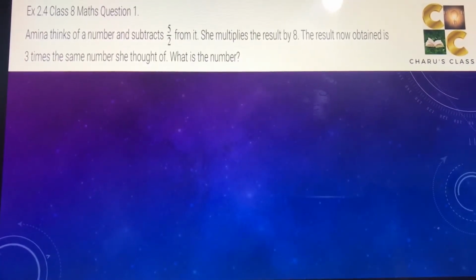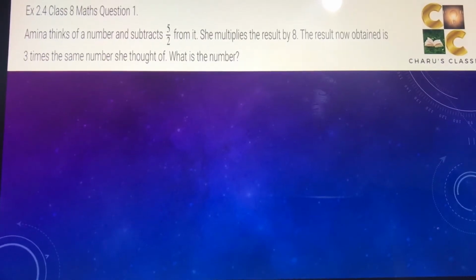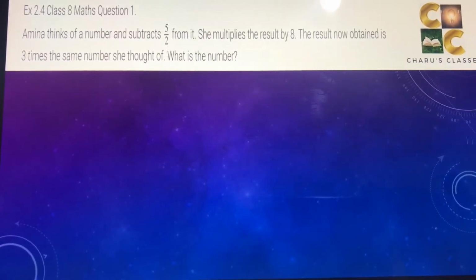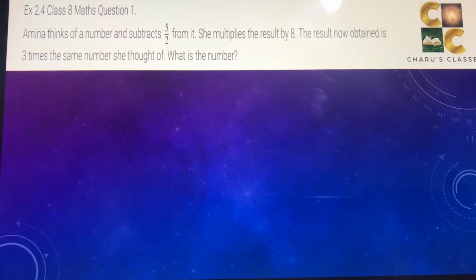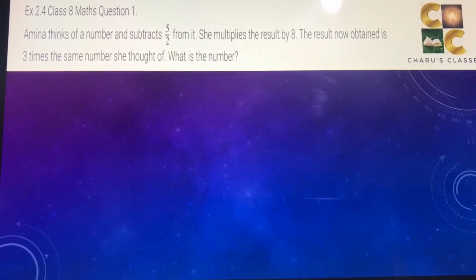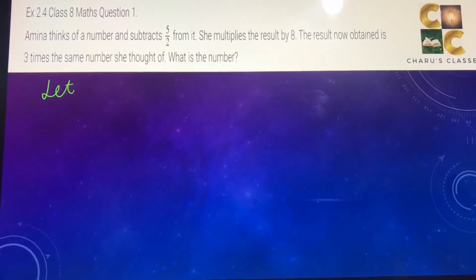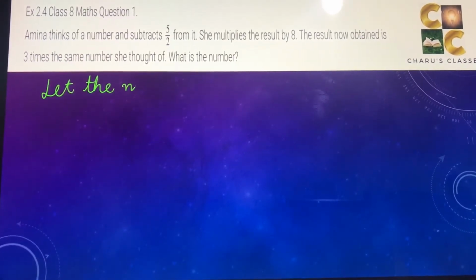Question number 1. Amina thinks of a number and subtracts 5 by 2 from it. She multiplies the result by 8. The result now obtained is 3 times the same number she thought of. What is the number? So let the number be x.